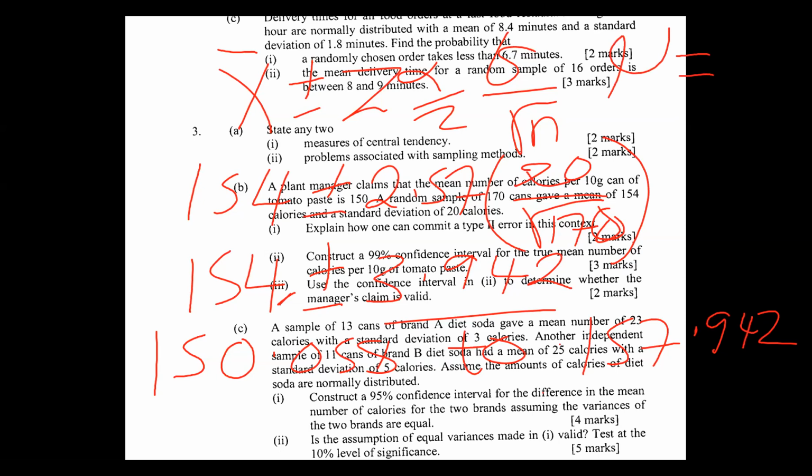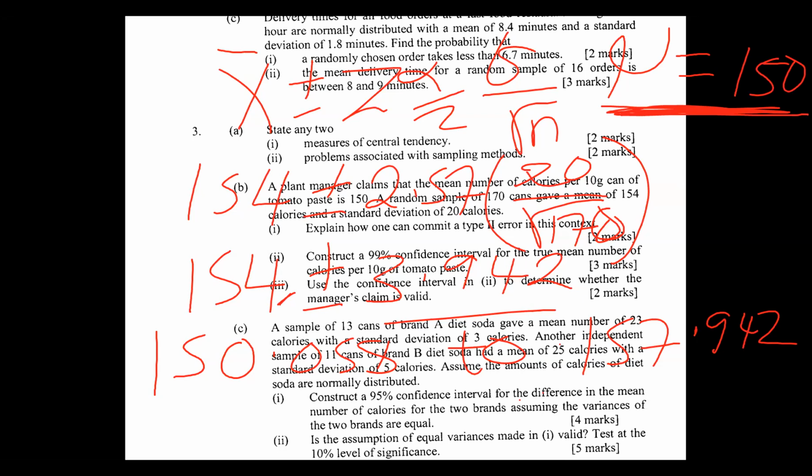If it falls within this interval, you fail to reject the null hypothesis. But if it does not fall within this interval, you reject the null hypothesis. So check, is the mean mu falling within this range? What's our mean mu, the population mean, the hypothesized mean that we're talking about? It is 150. So does 150 fall within this range?